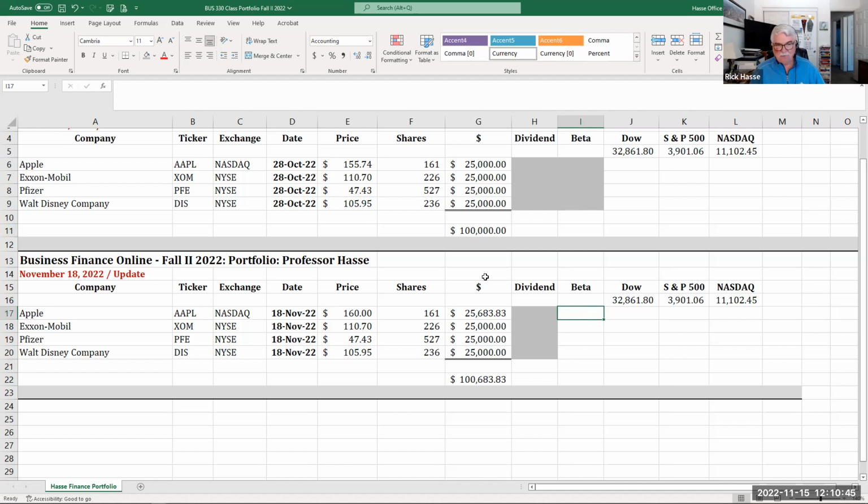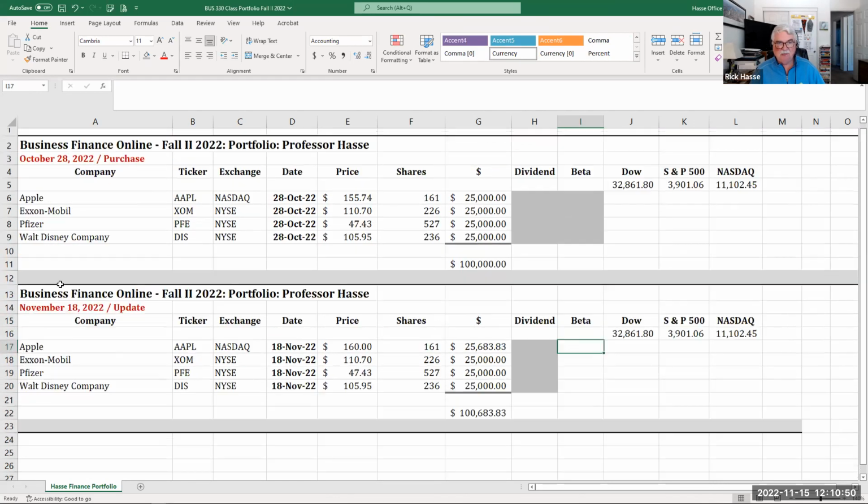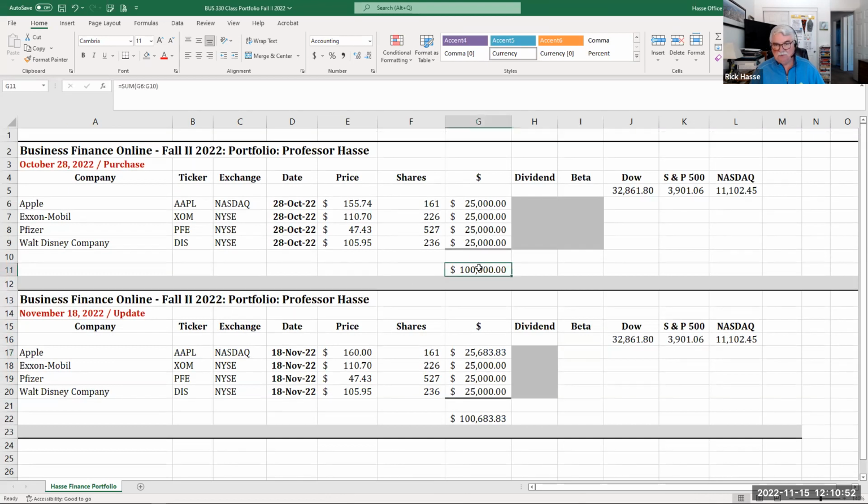All right, so that's what your portfolio will look like after you update it as of Friday, November 18th. Here's our original purchases, original indexes, and now updated with the new prices times the original shares you purchased equals the new values, and then the update to Dow, S&P, and NASDAQ, and the beta of your company. That's where we stand as the midterm question for your portfolio. Then you submit this file in a spreadsheet format with your work.